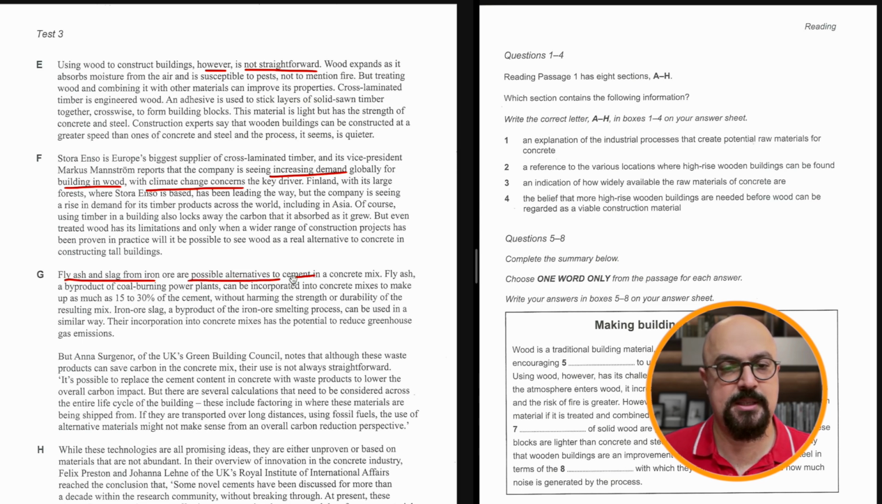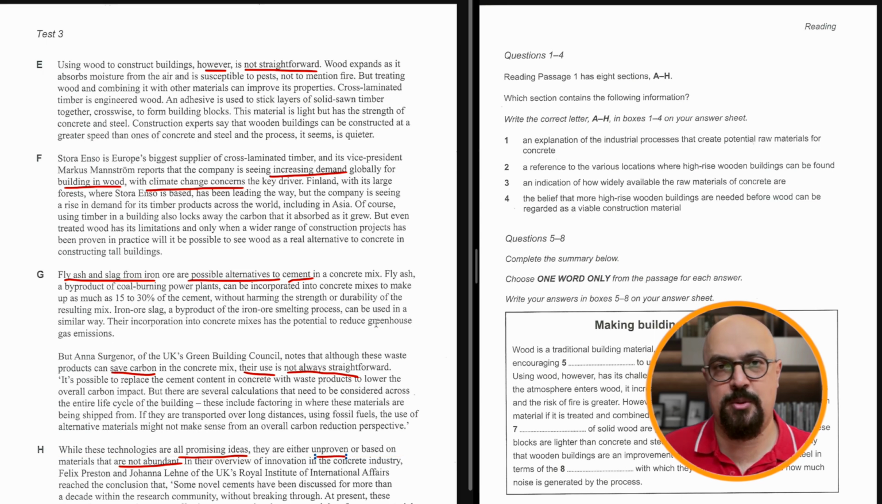Okay, it's about cement. But Anna, of the UK's Green Building Journal, notes that although these waste products can save carbon in the concrete mix, their use is not always straightforward. Okay, again, it's about not being easy. So what's the benefit of them? Saving carbon in the concrete mix. While these technologies are all promising ideas, they're either unproven or based on materials that are not abundant. Okay, unproven or not abundant. That's it. That's our global understanding of the text.